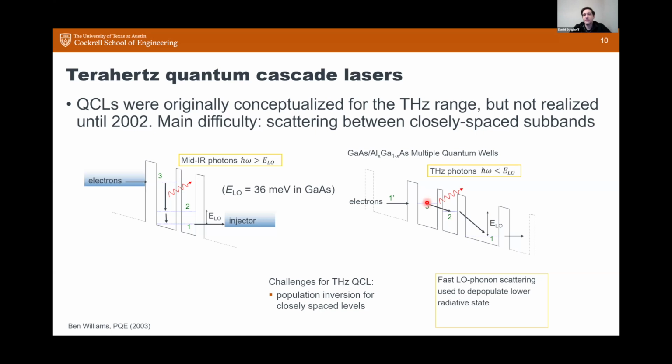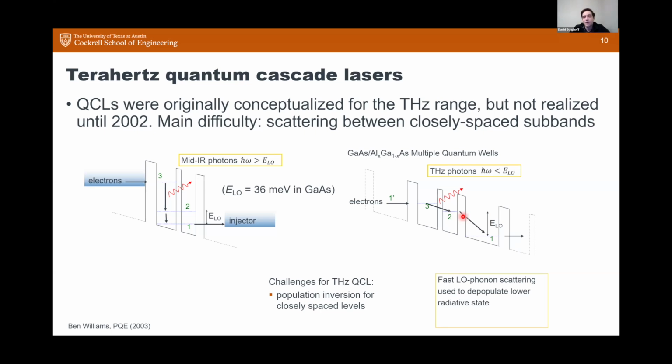But the other issue you run into, especially at higher temperatures, is that there are a lot of scattering processes which will deplete the population of the upper state when the energy levels are spaced closely together, which is less the case in the mid-infrared. Now, this actually cuts both ways. This can be used, for example, in this design that I've shown here, where you can depopulate the lower state of the laser, and this is helpful for maintaining inversion. But I'll get into that in a second.